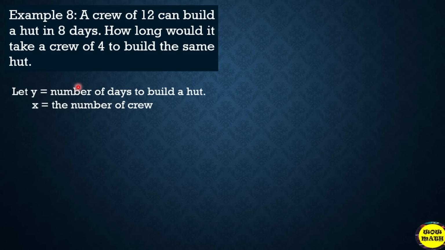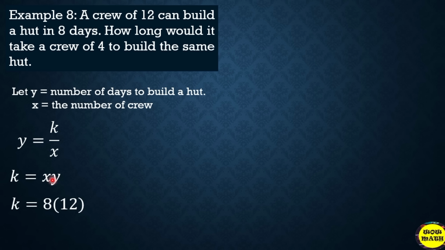So, let y be the number of days to build a hut. Okay, so, yung number of days to build a hut, that is 8 days. At yung x naman, the number of crew, and that is 12. So, that is y is equal to k over x. Kunin muna natin yung constant natin, and that is x times y. Sa unang statement natin, a crew of 12 can build a hut in 8 days. So, yung value ng y natin dyan, that is the number of days, 8, no? So, ibig sabihin yung y natin is 8, yung x natin is 12.